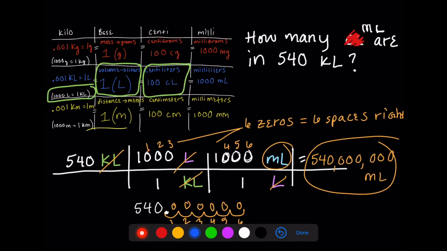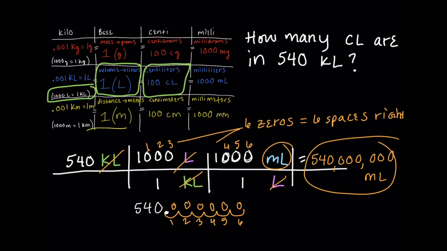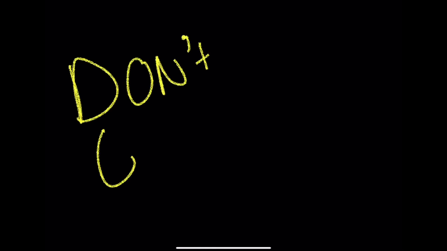And we need to answer in 2 significant figures. And even though writing this number out was a lot of work, it is in the correct number of significant figures because none of the zeros that come after 540 were significant.